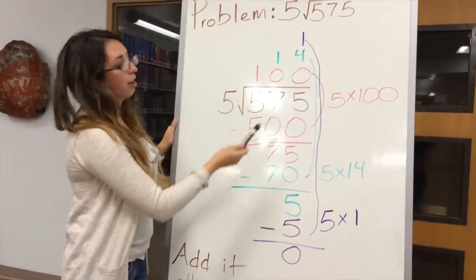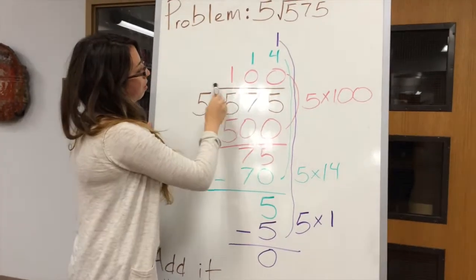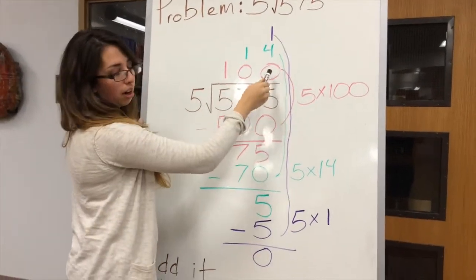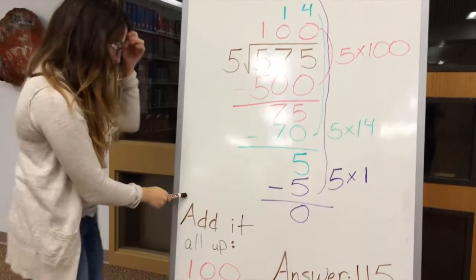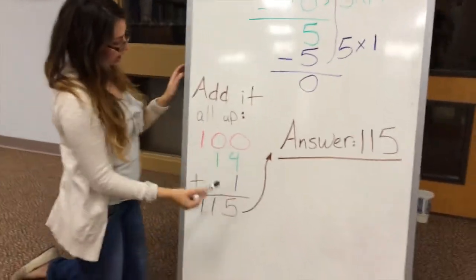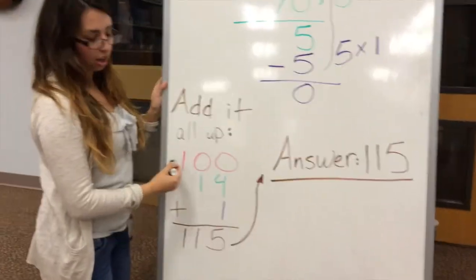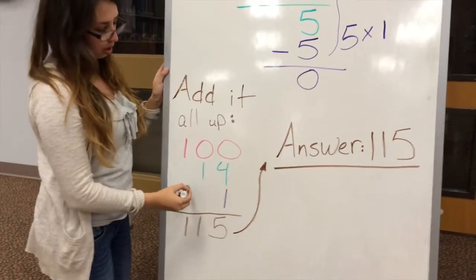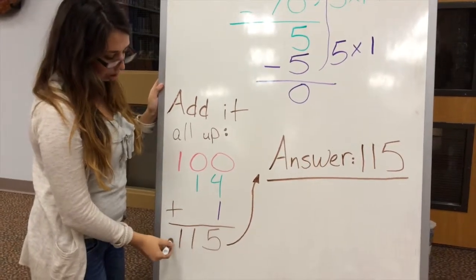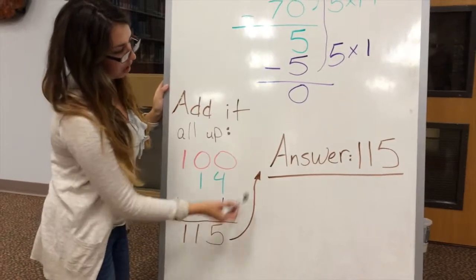To figure out the final answer of this problem, we need to add these three numbers up here. So we take it down here and we add the three numbers, 100 plus 14 plus 1 equals 115.